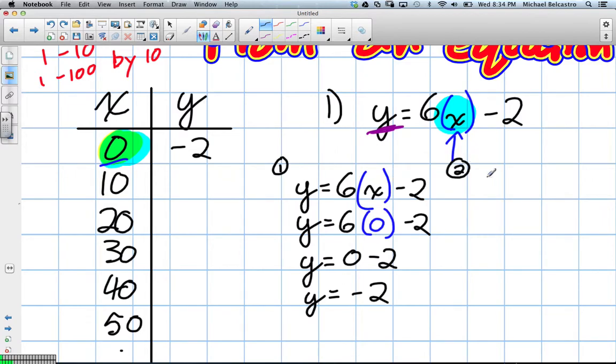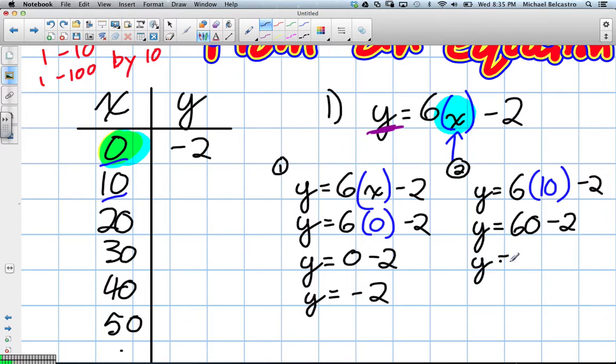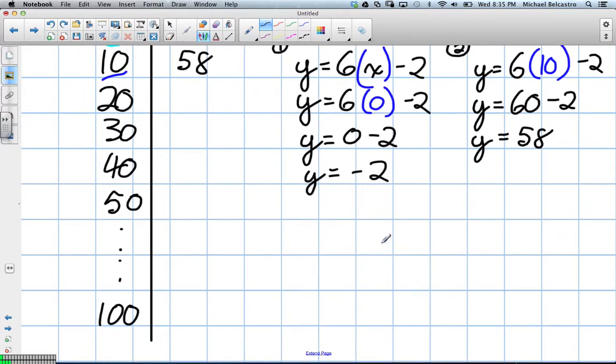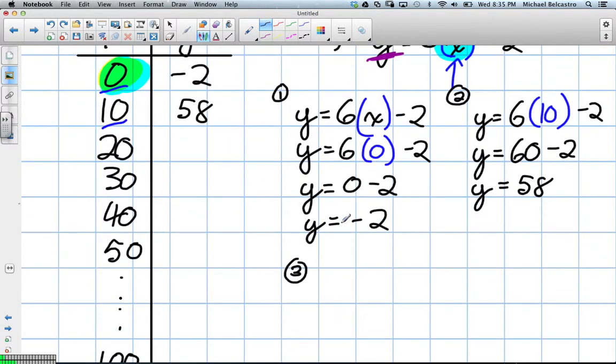Let's do the second equation. y equals 6. What do we replace x with in the second equation? 10. So it'll be 6 times 10, subtract 2. What is 6 times 10? 60. That's right. 60 minus 2, y equals 58. So here's the second value in our table. Then we go to the third equation. So for each value in the table we have to do a bit of work.